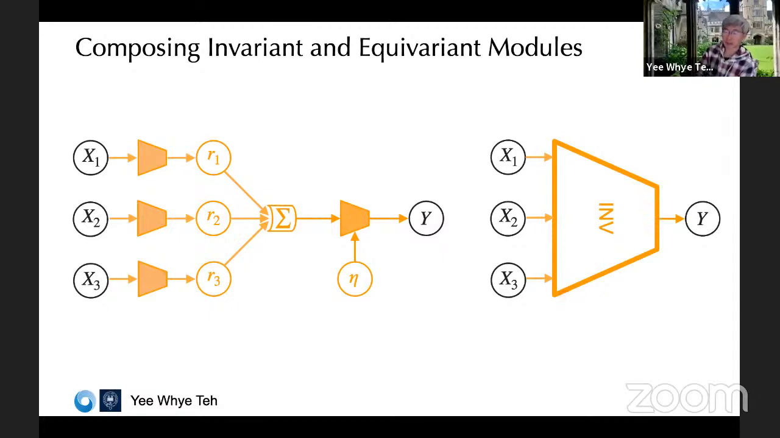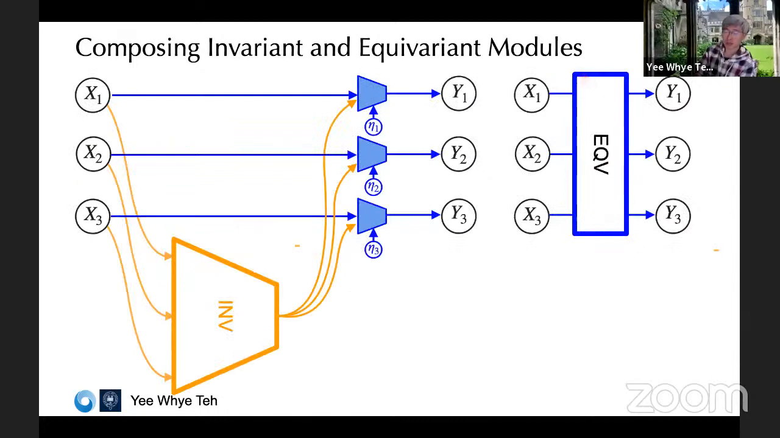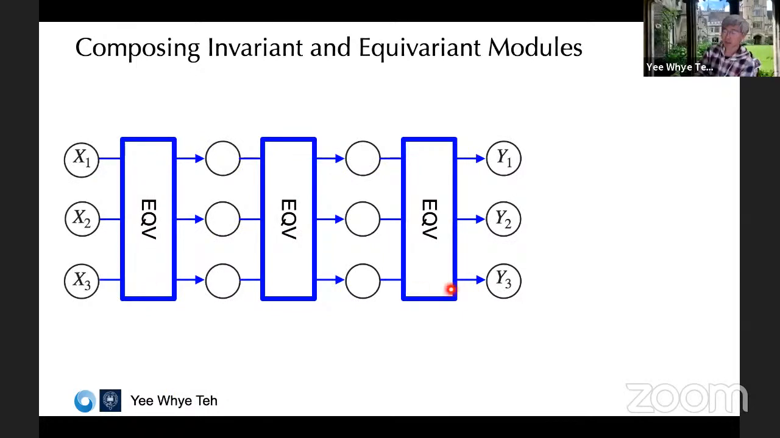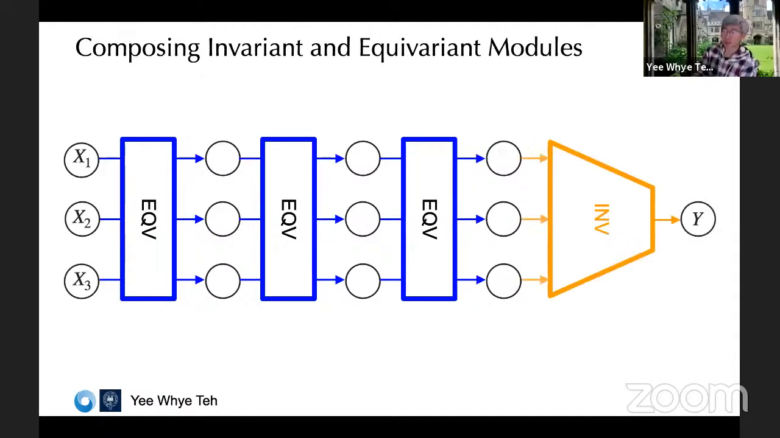And similarly, this whole thing here can be written as some equivariant module, which takes as input some input sequence and outputs some sequence, and it's equivariant with respect to permutations of the inputs and the outputs. And then you could compose them in different ways. For example, we can replace our empirical measure with some invariant module, and the whole thing is still equivariant. We can compose multiple equivariant modules together, and the composition is also equivariant. And if we compose an equivariant stack of modules with a final invariant module, then the output Y is invariant with respect to the permutations of the axis.